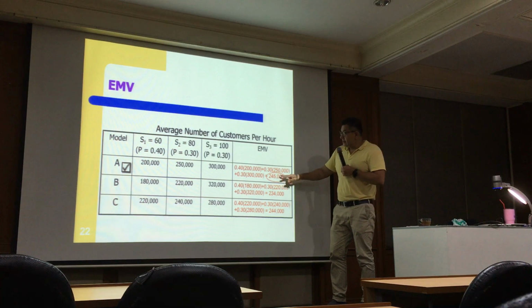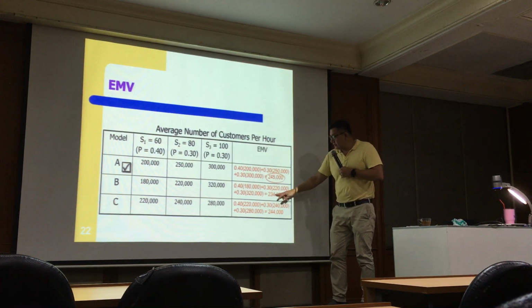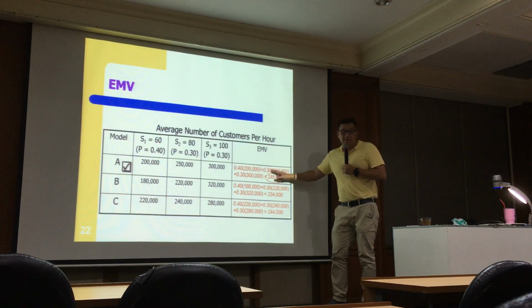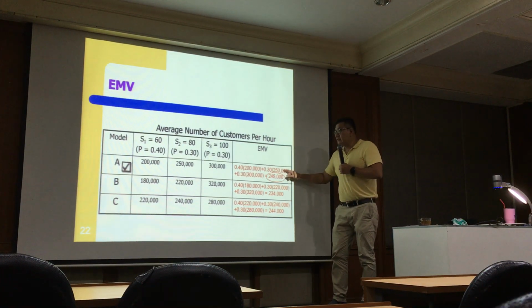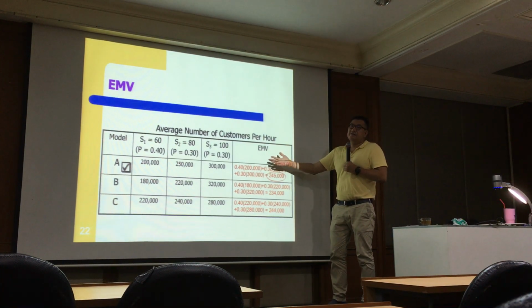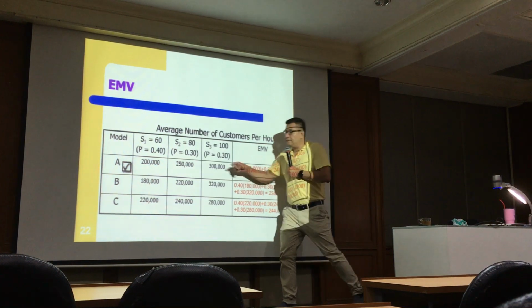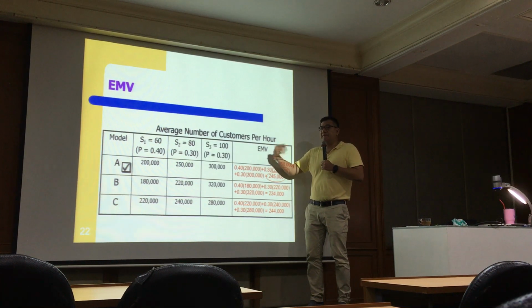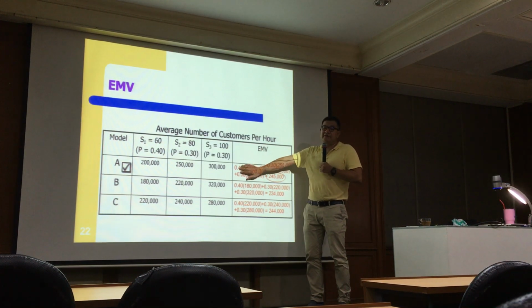Okay. So in this case, this is 245, 234, 244,000. This one is the maximum among these three, so we select this one. It means that based on decision making under risk, we select the first alternative, model A. So this is very rough information for you about decision making under risk.